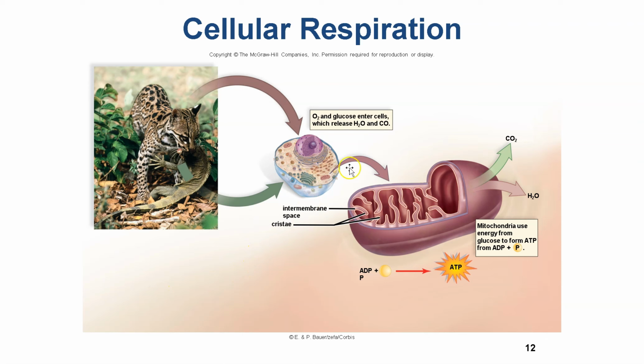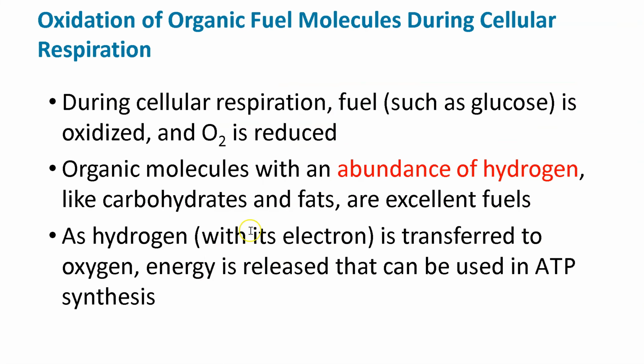Okay. So you can see right here, it happens in the glorious mitochondria. During cellular respiration, fuel is oxidized and oxygen is reduced. Organic molecules with an abundance of hydrogen, right? That's our fuel. Carbs, fats. Excellent fuel. That's why you pasta load if you run or do really long endurance sports.